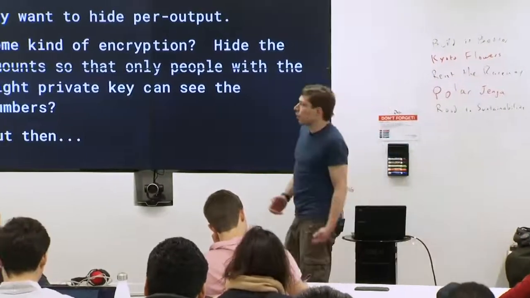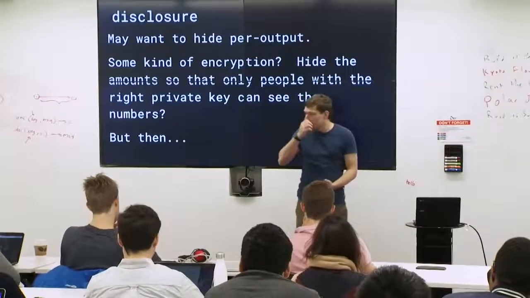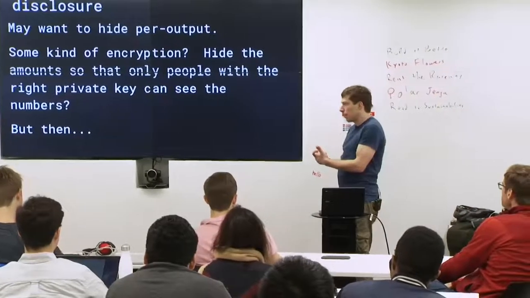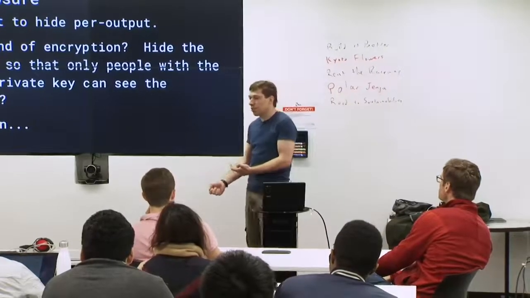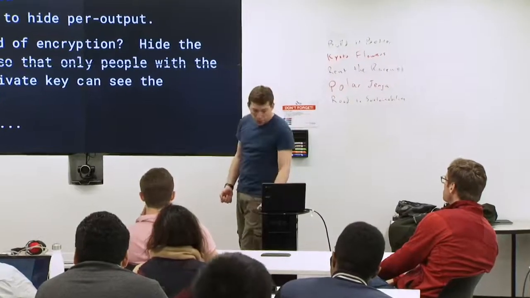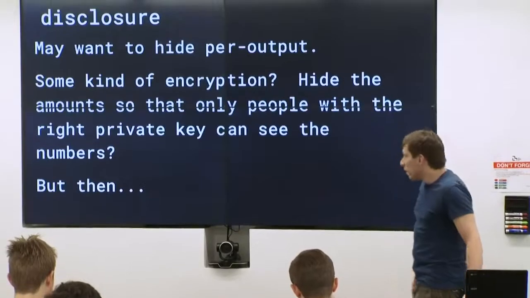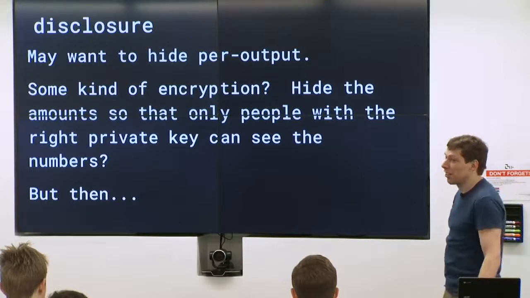So maybe we could say, okay, well, there's some kind of private key that the sender creates, encrypts the amounts, and then they put the encrypted amounts in the transaction, and they reveal the key to the receiver. And potentially you could have different keys for each amount, right? That would work. Any problems with that idea?